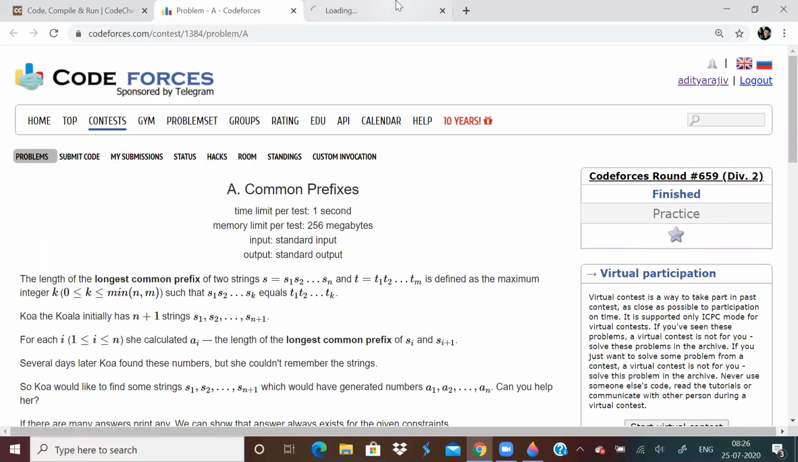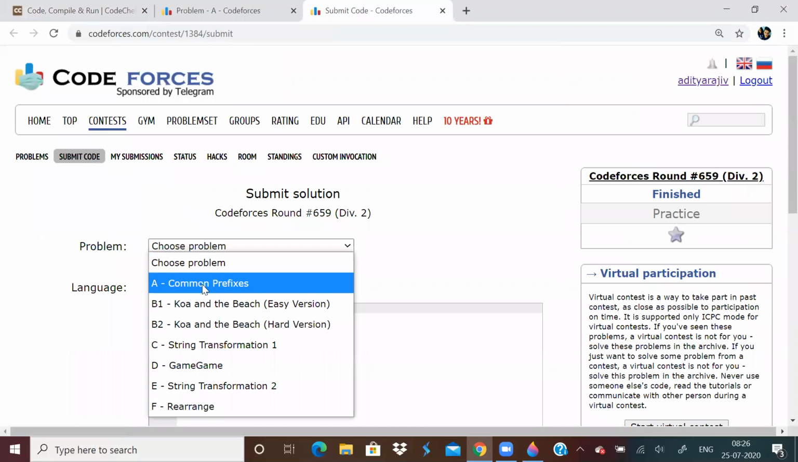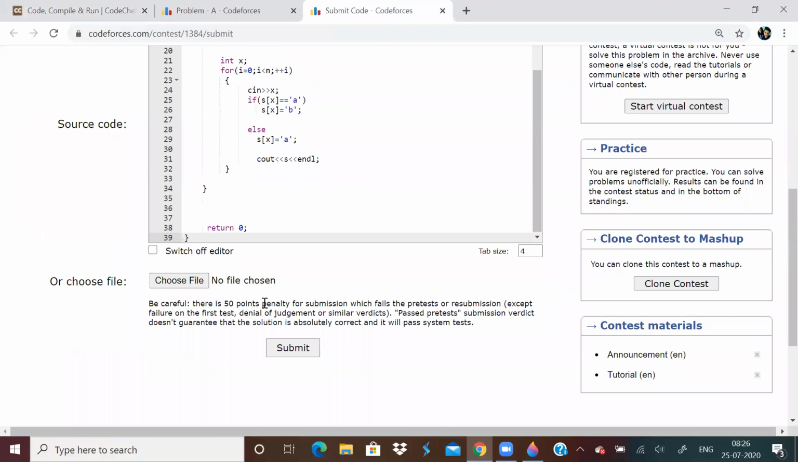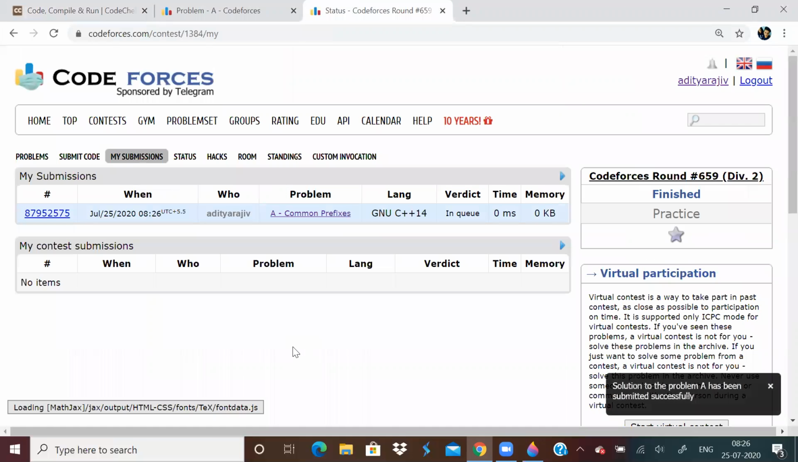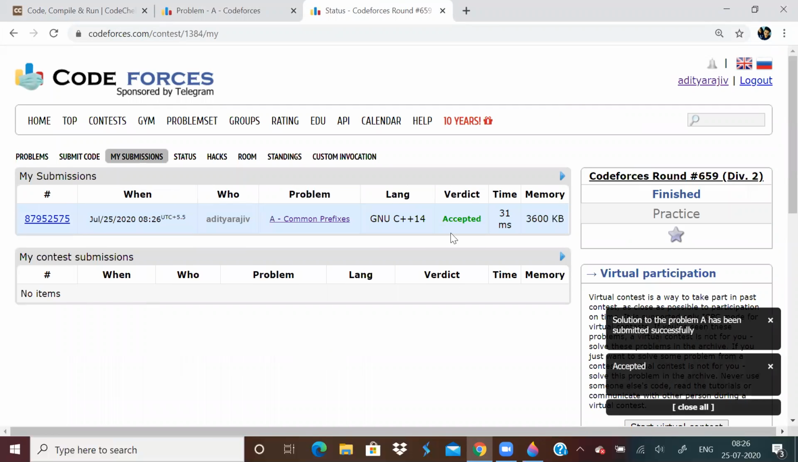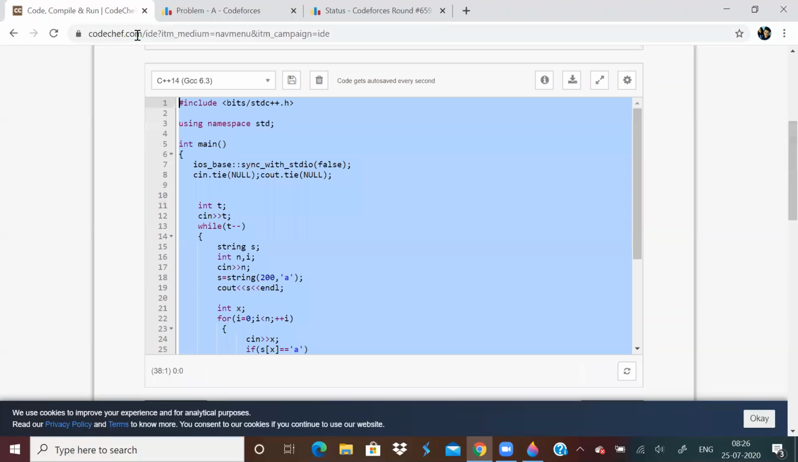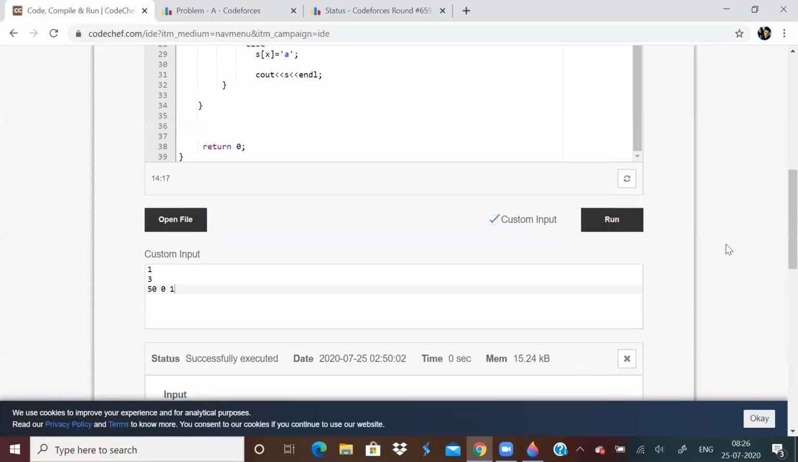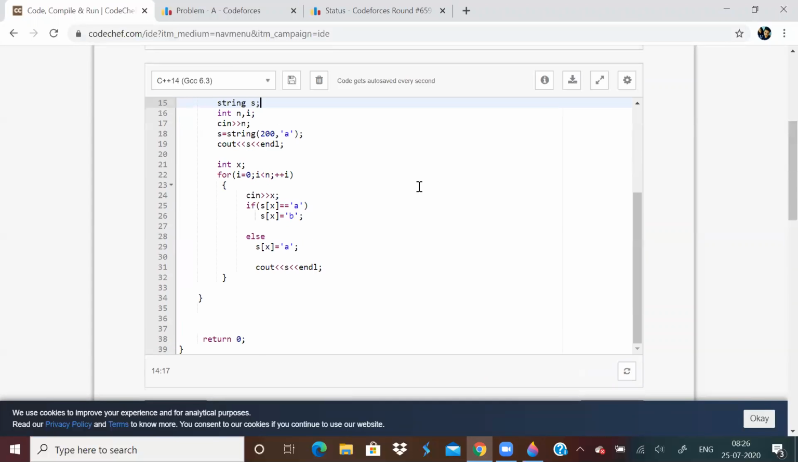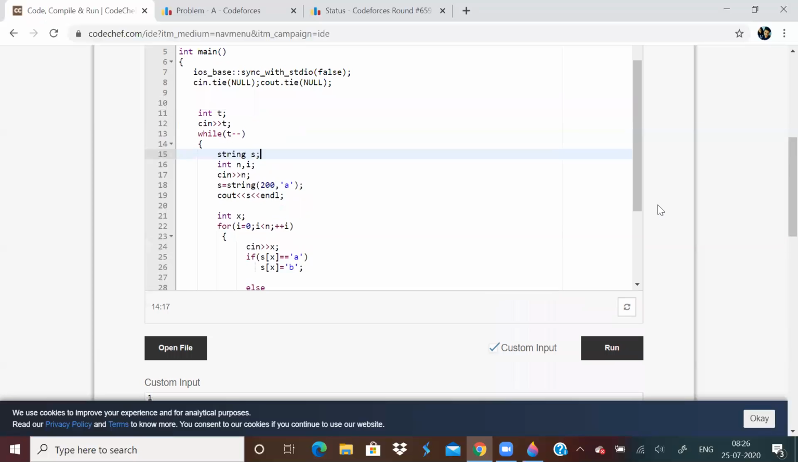So let us see if it is correct. I hope I've not made any silly mistake. Yeah, so it got accepted. This was a good question, and there are many chances people would have gone wrong.